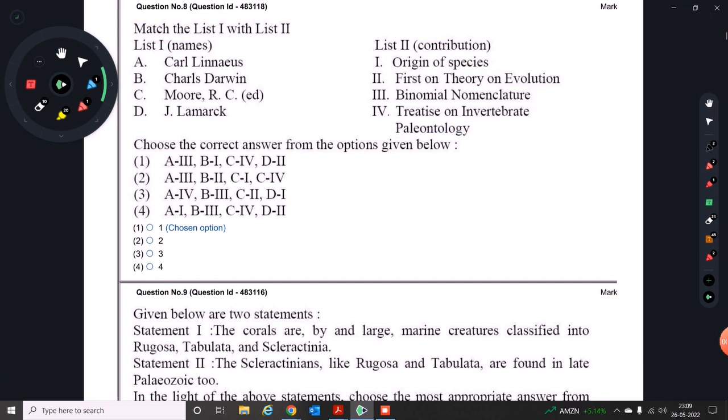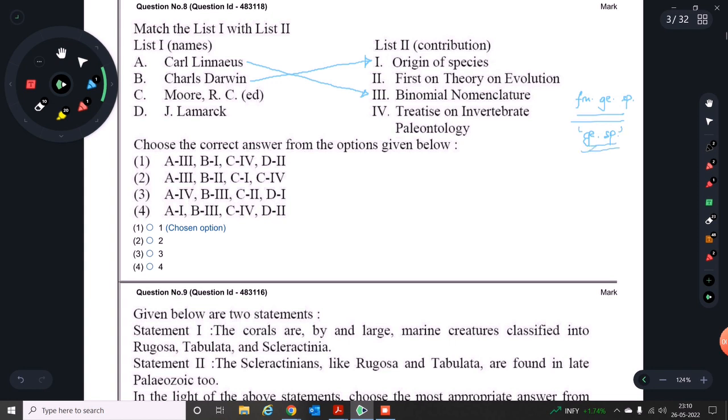So then we have the next question as list 1 with list 2. Okay, so these are names of some of the scientists and these are their contributions. So you have to match the column, who contributed in what. So basically I think everyone must be knowing that Charles Darwin gave the theory for origin of species. Okay. We have Carl Linnaeus, who proposed binomial nomenclature. We have family, genus, or species. We either write genus, species.